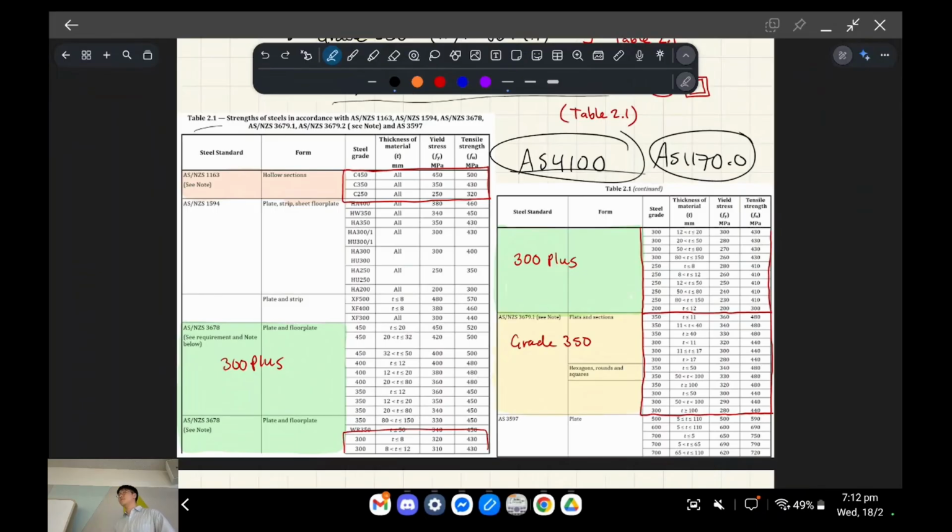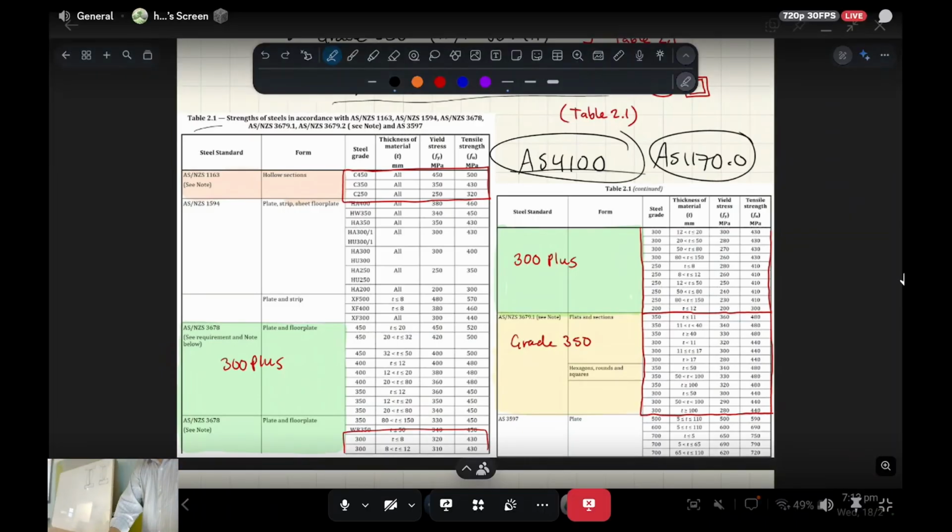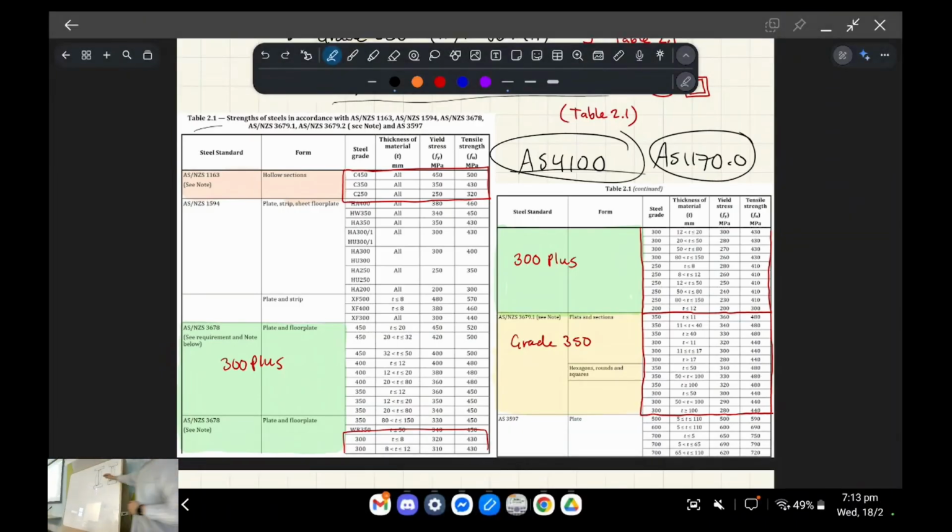Wait, sorry, repeat that. So say you have an I-beam, right? And you have another one that's just chunkier. Do you see how the web is much thinner here than it is here? The thinner one has a higher yield strength than the thicker one. Does anyone want to guess why?